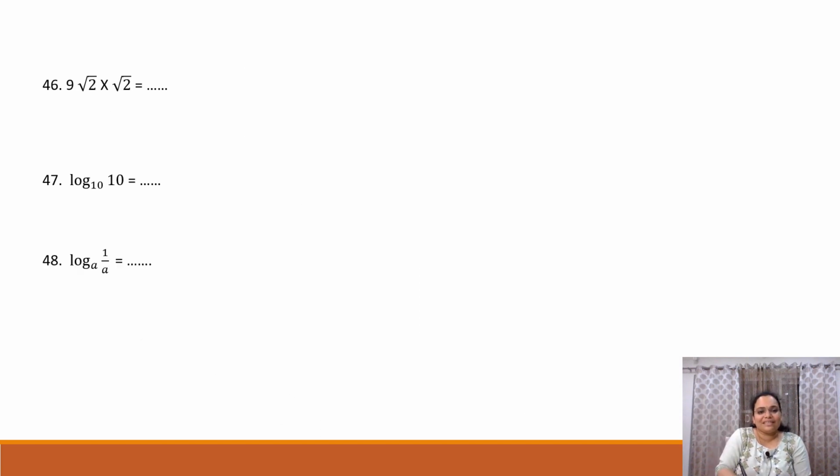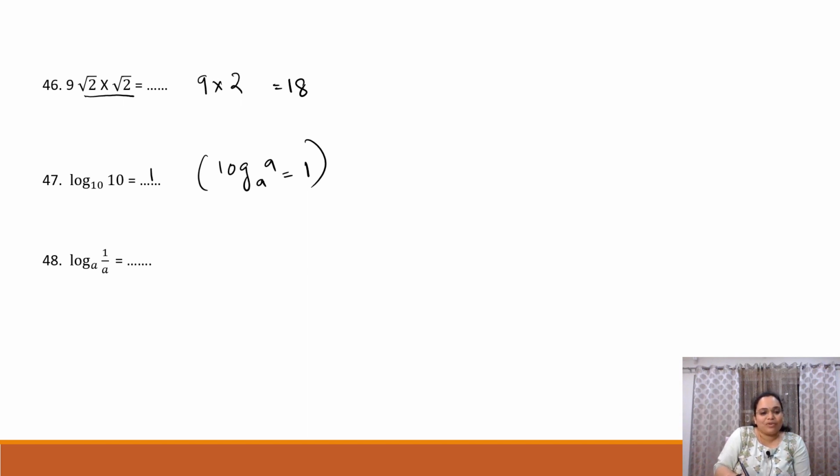Okay. So if you see this question, 9 root 2 into root 2. First, if you solve this, root 2 into root 2 is 2, right? So 9 into 2 is 18. Okay, 18 is your answer. So log 10 to the base 10 is a simple one, it's 1. From the formula, log a to the base a is equal to 1. Okay, when the base and the log value are the same, then it is 1.